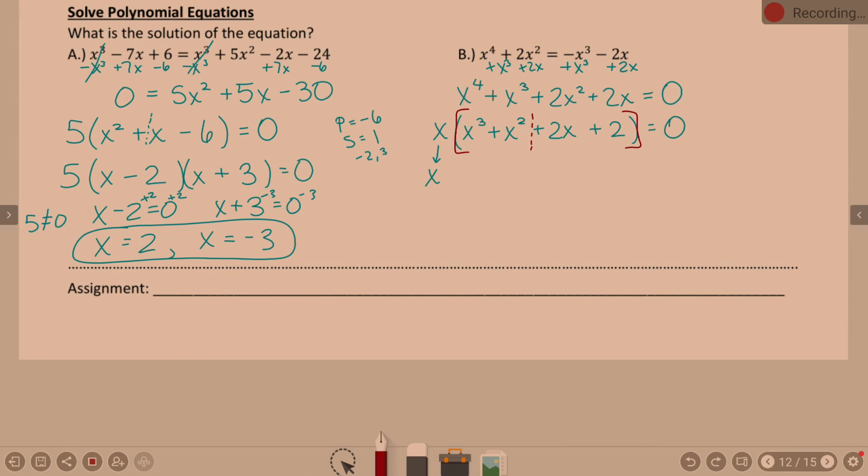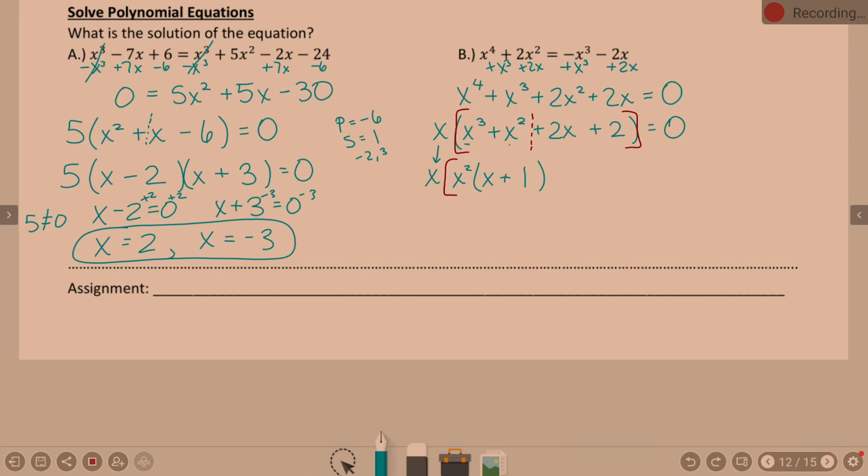Okay. So, what is the GCF of these first two, x cubed and x squared? What do they both divide by? x squared. Go big or go home. So x squared is the highest power they both have in common. So we're going to factor out an x squared. x cubed divided by x squared is x. Plus x squared divided by x squared is 1.